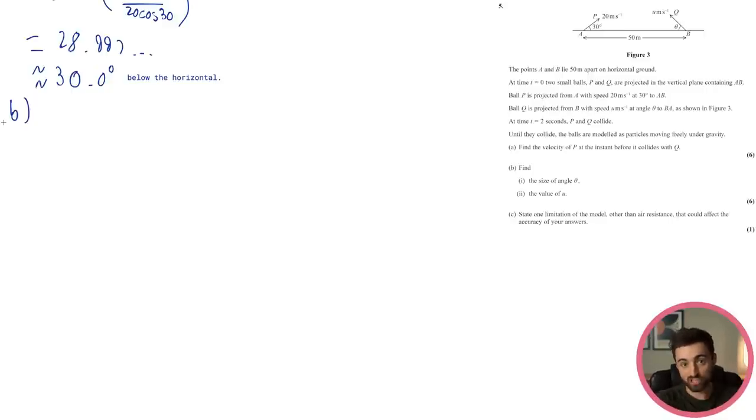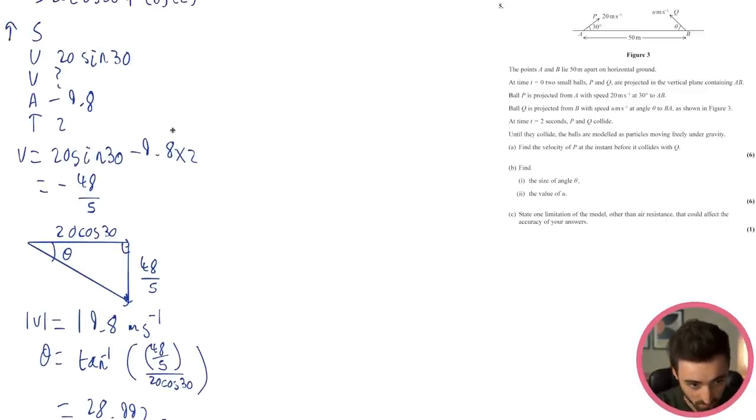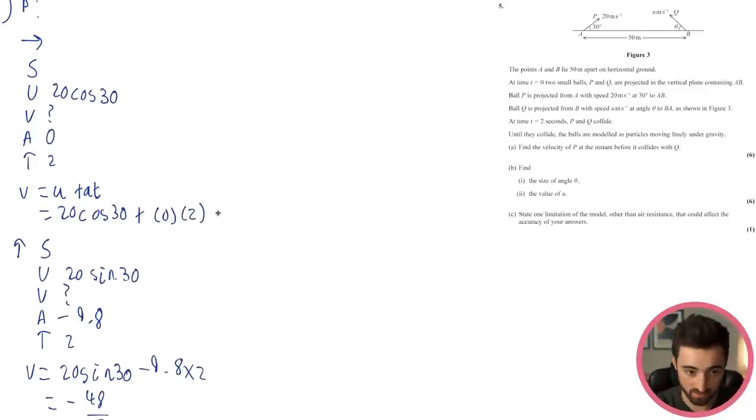So if I work out the horizontal distance for P, add it to the horizontal distance for Q, it's going to have to be 50. So what is it? Let's go back to the SUVAT for P quickly. The horizontal SUVAT for P, we have this. So basically, I can use S equals UT plus a half AT squared here. Now, it's quite easy again because A is zero. So it's just going to be S equals UT, which is great. So in other words, it's going to be 20 cos 30 times 2.